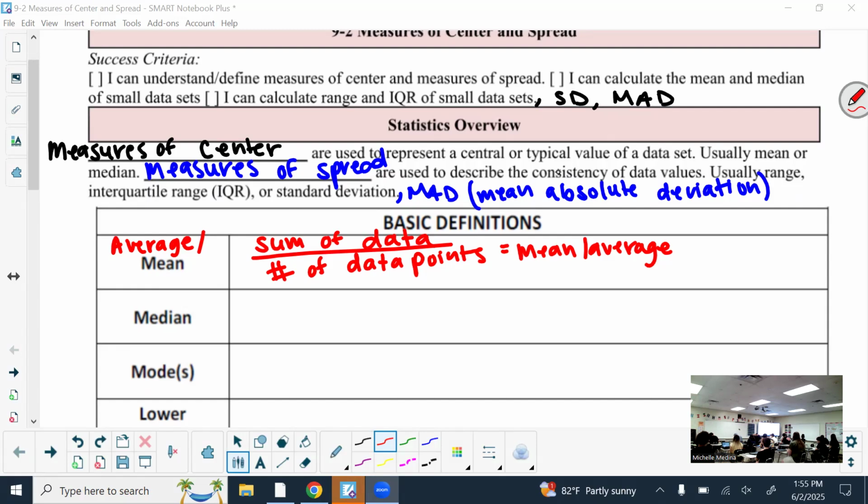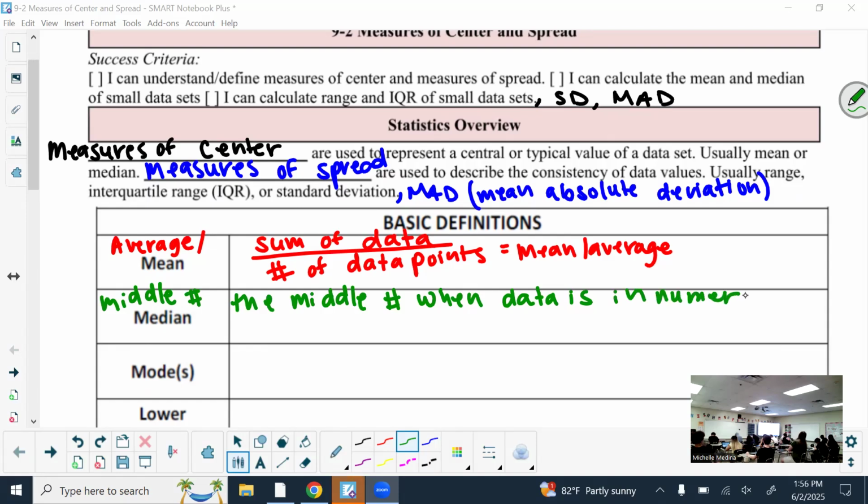Now for the median, that's the one that is what? Your middle number. Okay. Now that one specifically is the middle. And it doesn't necessarily have to be a number in the data set. It can be between the two middle numbers. So for this one, you probably already have a definition, but it should be something similar to the middle number when the data is in numerical order. That's a big one. So the middle number when data is in numerical order.